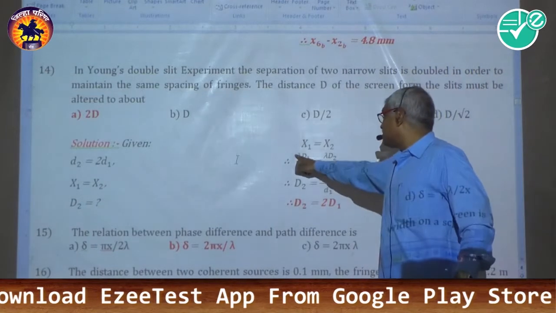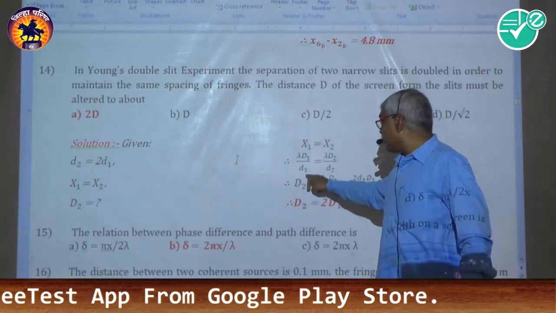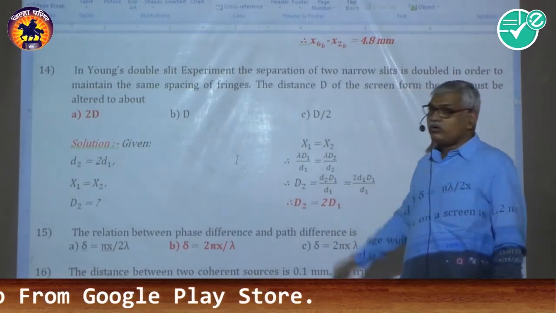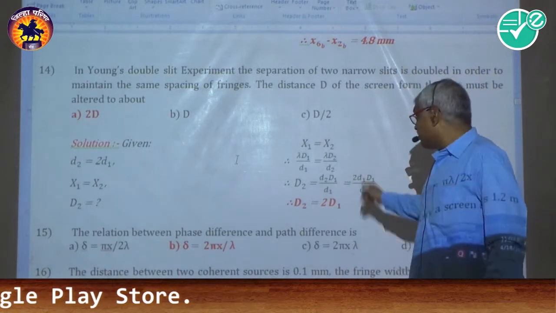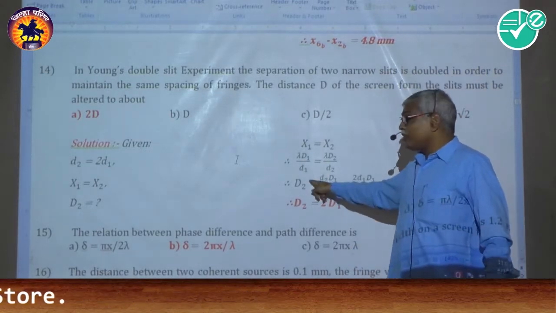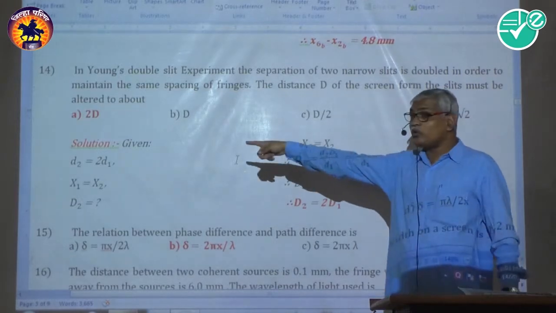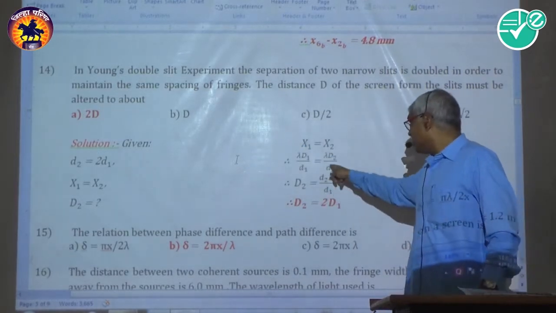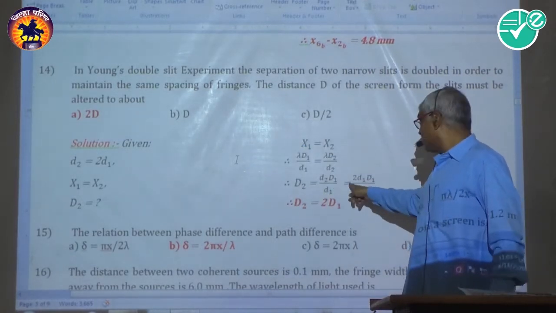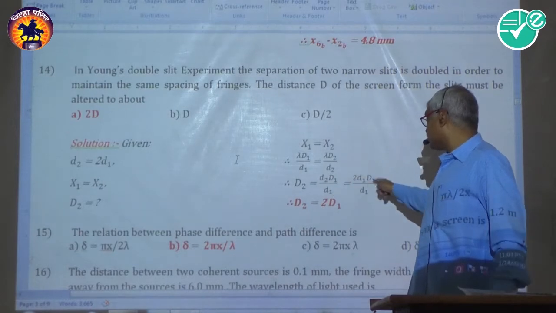Therefore, lambda is kept as it is. Therefore, lambda d1 upon D1 is equal to lambda d2 upon D2. Now, in the first case, d1 upon D1. But in the second case, D2 is equal to question mark and small d2 is equal to twice d1. Therefore, I have put small d2 is equal to twice d1.